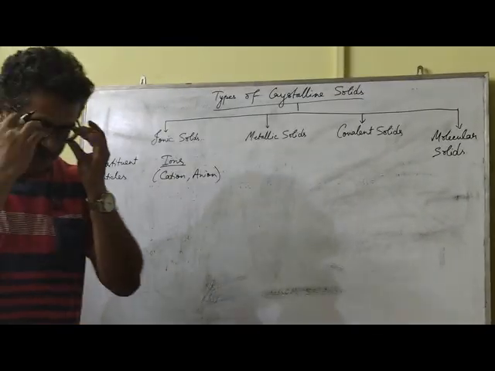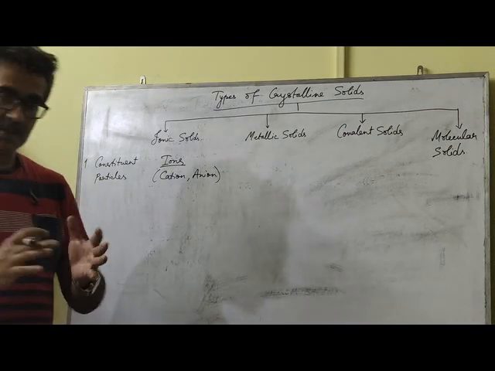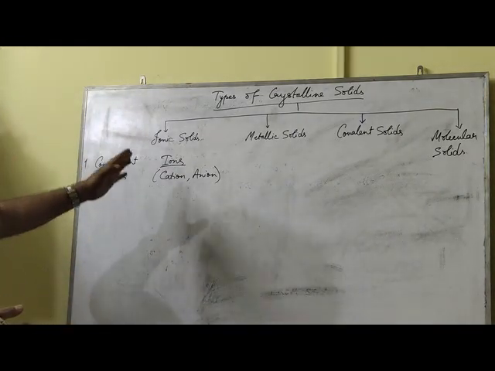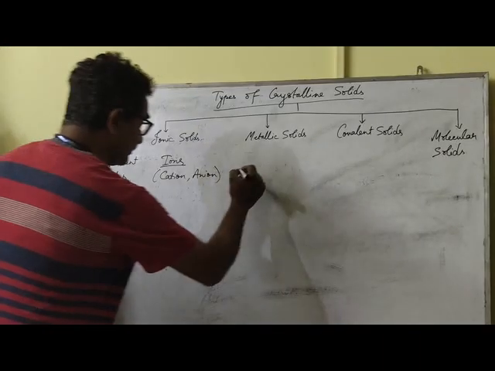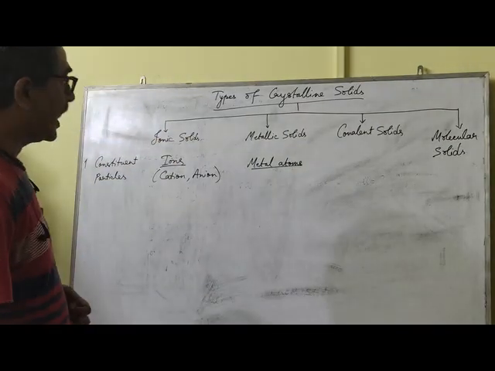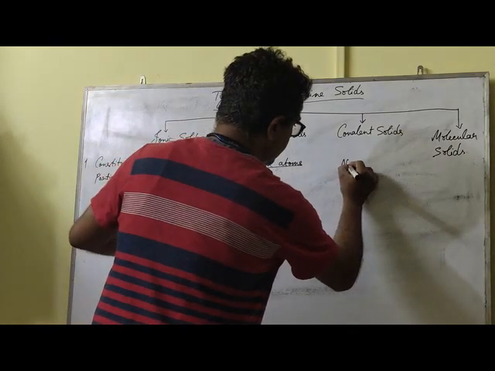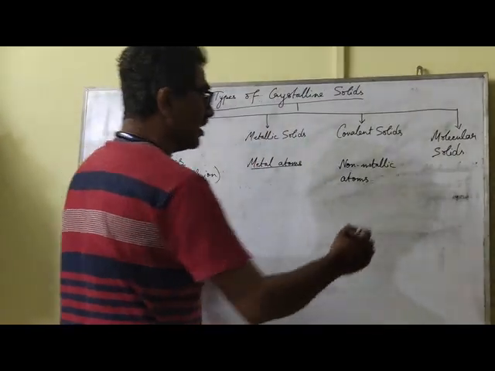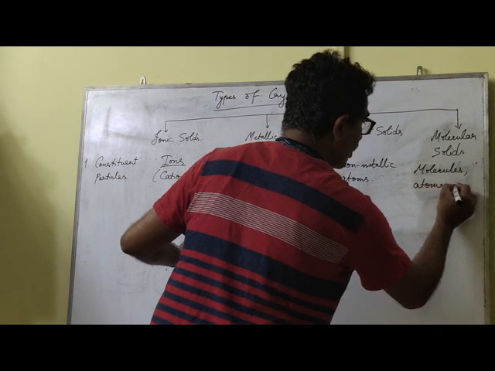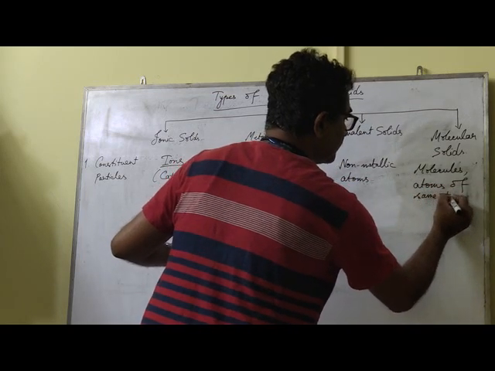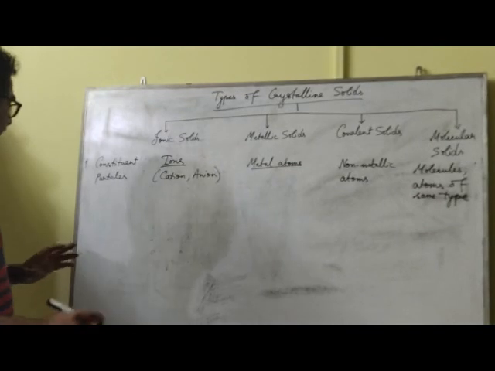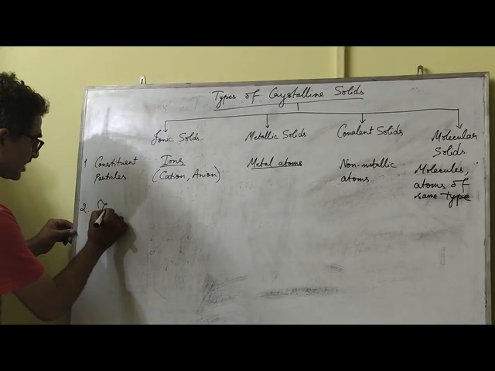An example is sodium chloride. You must have seen this. Na plus and Cl minus are the 2 ions in solid sodium chloride. Next, the constituent particles for metallic solids are metal atoms. For covalent solids, it's non-metallic atoms. For molecular solids, you have molecules of the same type. So this is with respect to the constituent particles. The next characteristic I am going to talk about is the force of attraction.